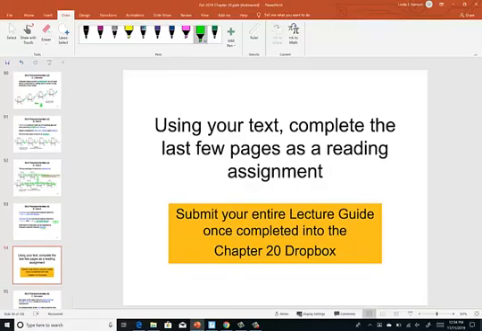The rest is really just up to reading. You might have been able to fill in the notes just from reading, but this is a valuable lecture to check in and make sure you heard from my voice all the things that I thought were important to record. So use your text to complete the last few pages as a reading assignment.